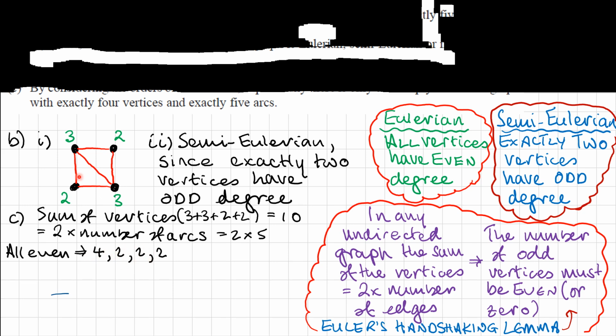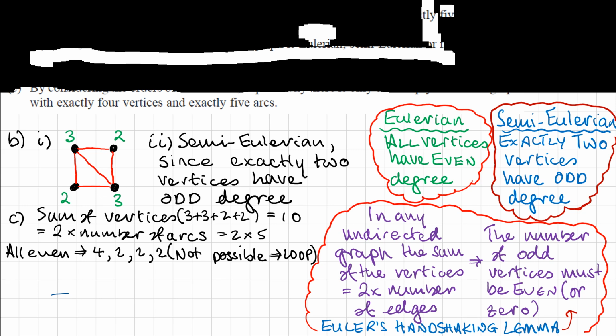Now, it's not possible in a simply connected graph to have a vertex that's got an order of 4, because there are only other 3 vertices to connect it to. You would end up with a loop. So this one isn't possible. Not possible, and the reason for that is because we would end up with a loop, and that's not allowed.